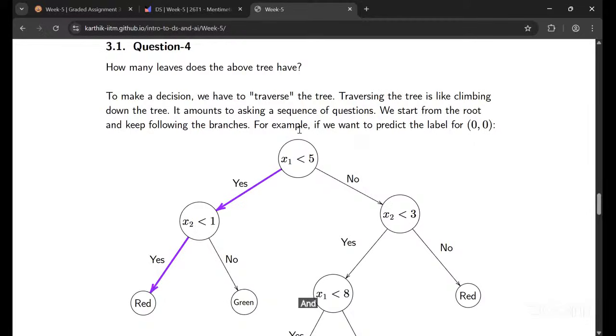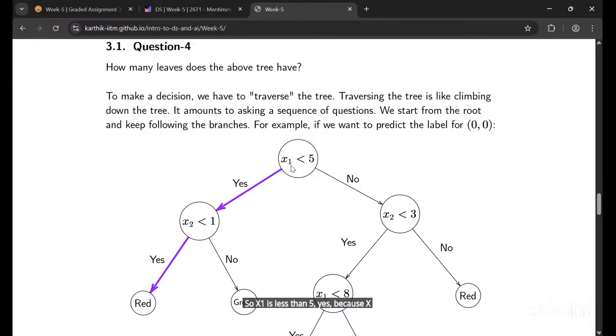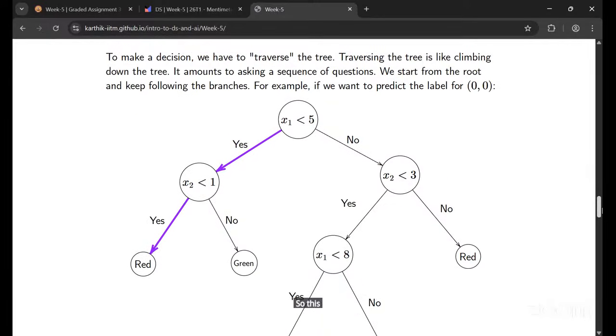And here, as I was telling you, we traverse the tree: we start at the root node, we keep asking questions and conditions, and then we end when we reach a leaf node. Here we are predicting the label for test point 0, 0. So x1 is 0, and x2 is again 0. Is x1 less than 5? Yes, because x1 is 0. So we traverse here. Then it says is x2 less than 1, which is again yes, because x2 is 0. So we come here and end up in the red leaf. So the answer becomes red. This is how you traverse a tree.